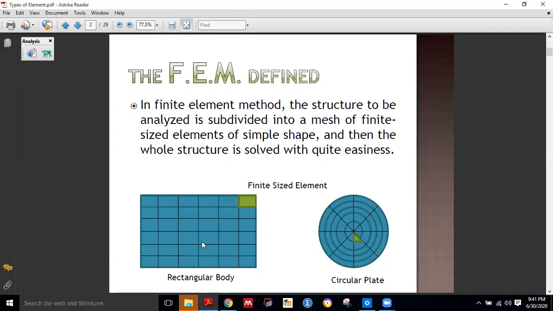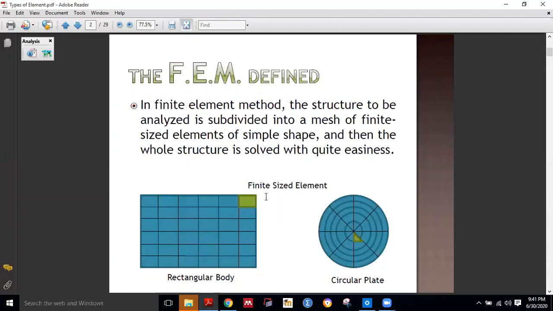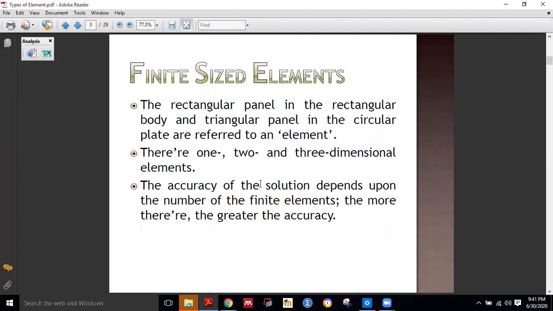This is the rectangular body and this is the circular plate. Then the finite sized element: the rectangular panel in the rectangular body and the triangular panel in the circular plate are referred to as an element. See in this figure, the rectangular panel shown here is called an element, and here in the circular plate, this we can call a finite element. Now, there are one, two, or three dimensional elements. The accuracy of the solution depends on the number of finite elements. The more there are, the greater the accuracy.